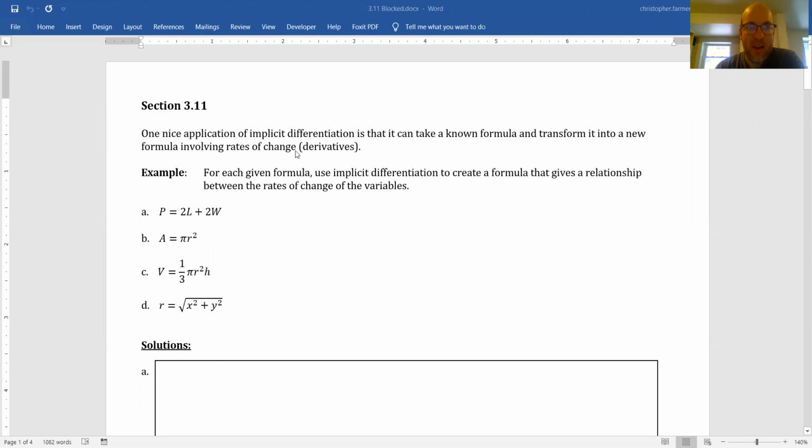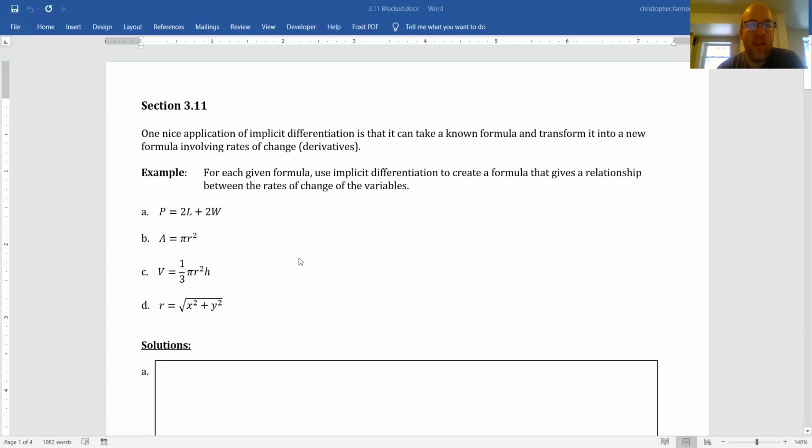Okay, so at the beginning here, our textbook doesn't really do much of this. I wish it did. But as I said, one nice application of implicit differentiation is that we can take a known formula. These down here, you should all recognize the perimeter formula, the area formula that I mentioned a second ago. There's the volume of a cone, and then kind of the distance between 2 points. All right, so given these four formulas, we can just take the derivative of both sides.